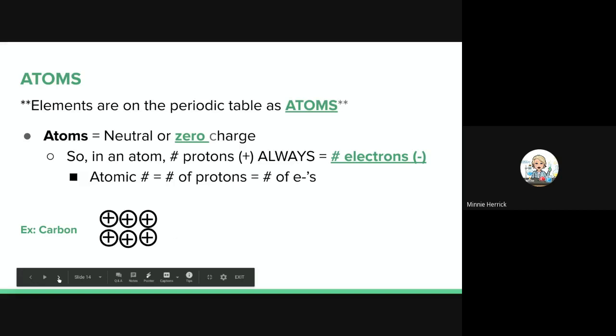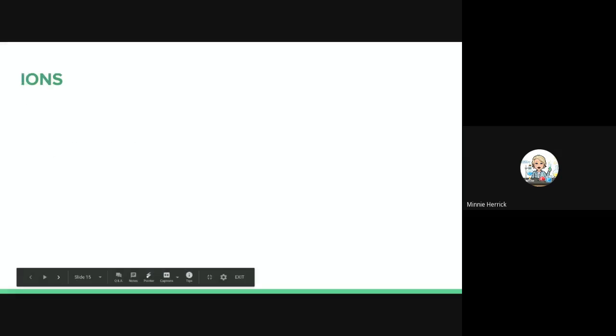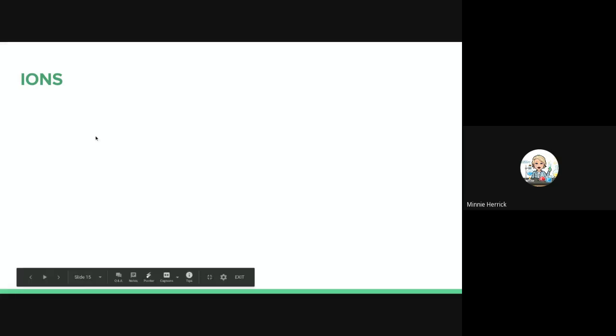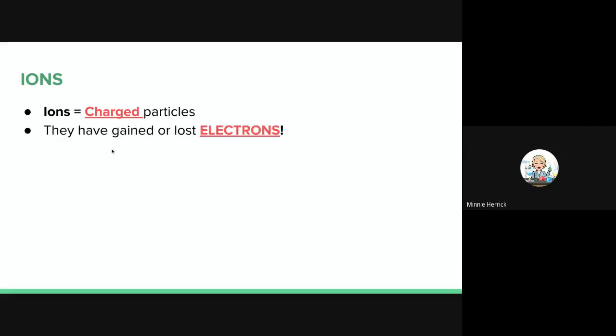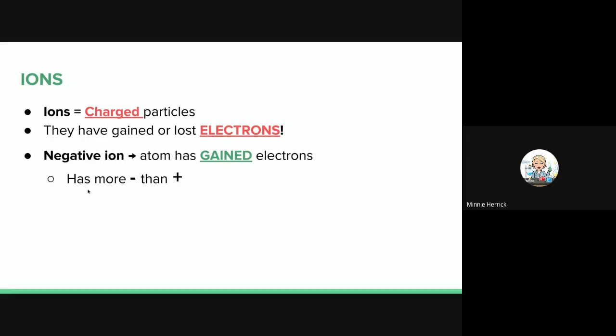Okay, let's go on to ions now. We're going to compare ions to atoms. We're now on page 3 of your notes. Ions are going to be charged atoms, charged particles, if they either gained or lost electrons. That's what makes them different. So if you have a negative ion, you always gain an electron because it makes extra negatives. It has more negatives than positives. Fill in the negative more than the positive. And we call these guys anions.